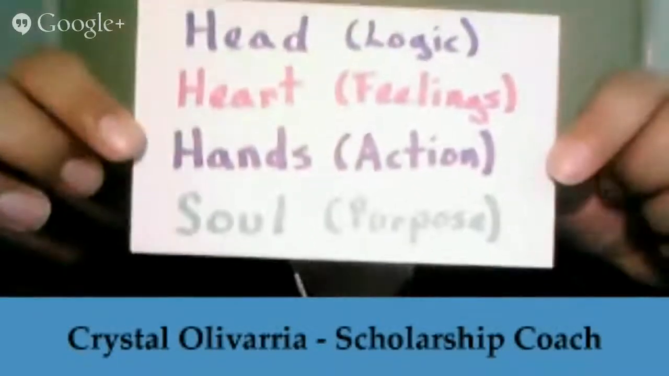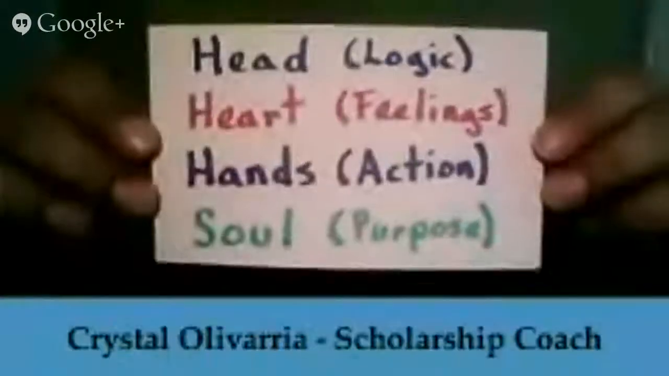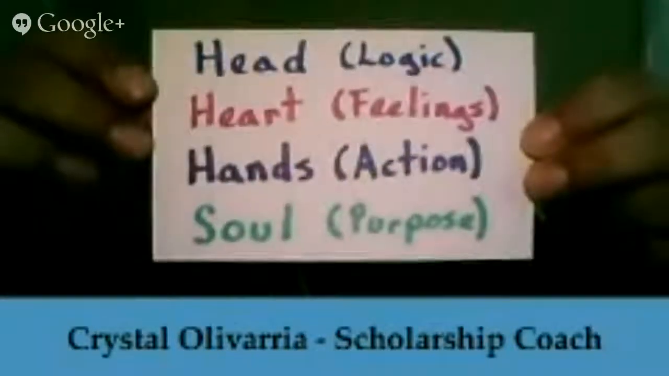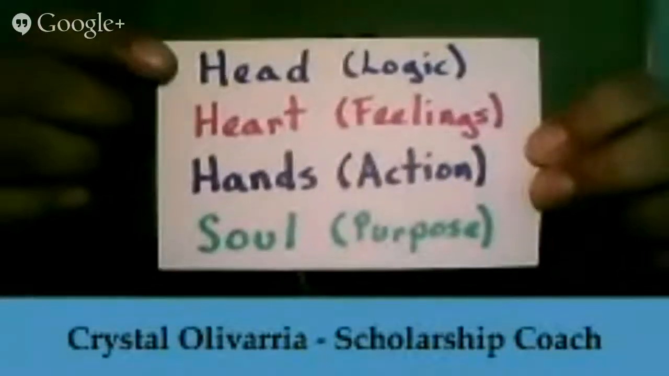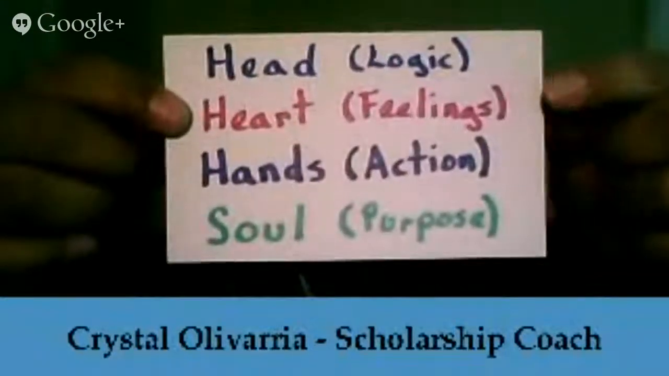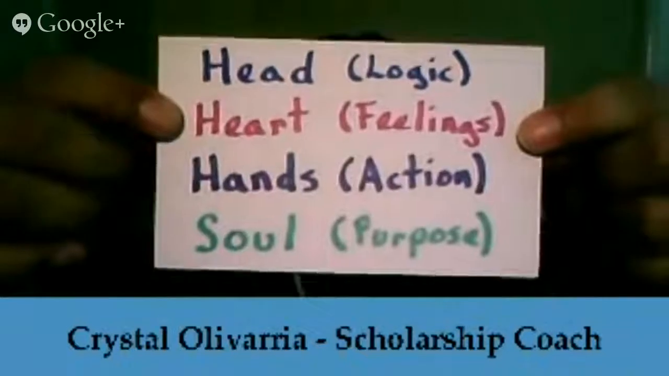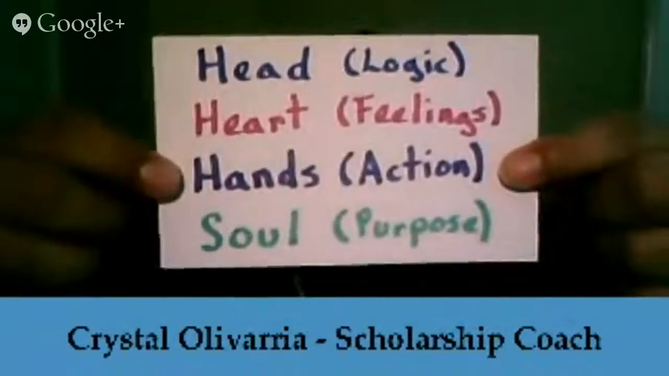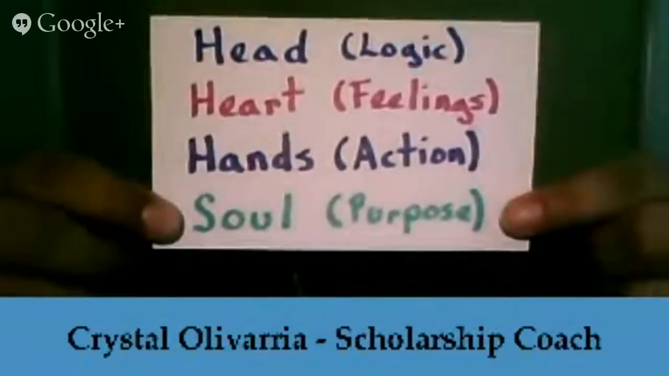And today we are talking about how to write a scholarship essay with logic and heart and how to include a few other elements as well. So these are the four areas, the four different learning styles that we will be talking about, that I will be showing you how I'm including in a mock scholarship essay that I'm writing. It includes the head, which is the logic. It includes the heart, which is the feelings and emotions. It includes the hands as far as taking action, and it includes the soul as far as your purpose.